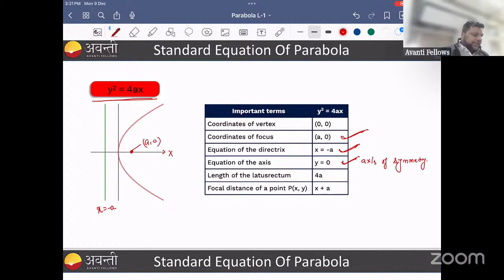Now, the point of intersection of a conic and its axis of symmetry is what we call the vertex. So the point of intersection of the axis of symmetry and the parabola is called the vertex of the parabola. Got it? Now, any chord perpendicular to the axis of symmetry is called a double ordinate.